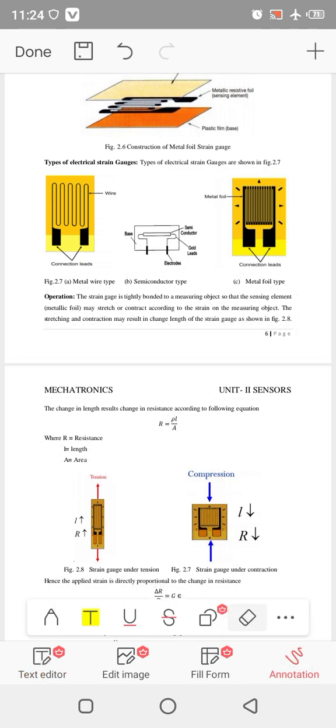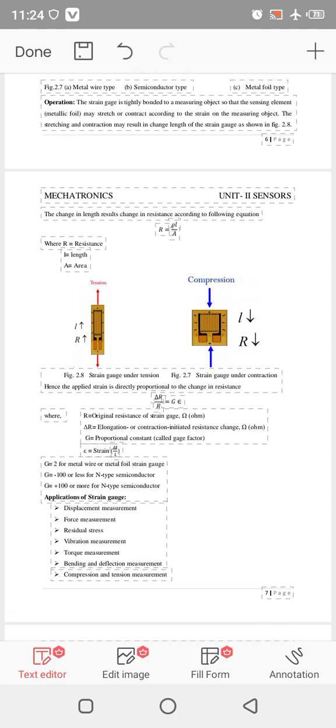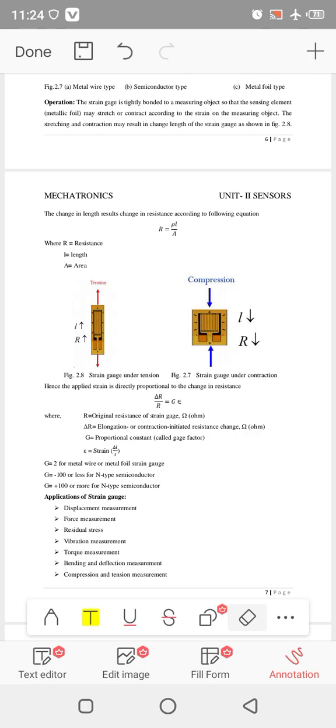The strain gauge is tightly bound to the measurement. Resistance is equal to resistivity times length over area. This is the relation we use. Also, we can apply the change in R over R, equal to G times strain, where G is the proportional constant. This is the strain gauge; we can understand it. Okay.